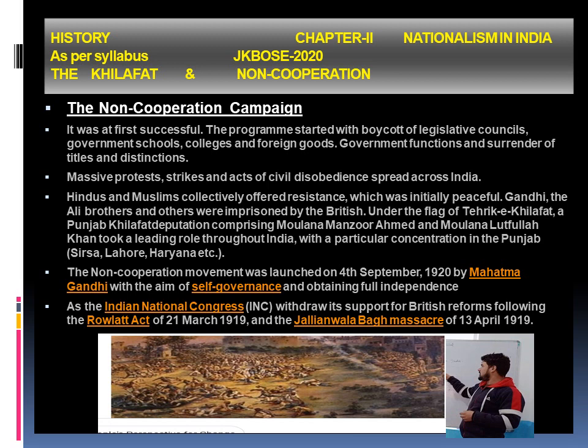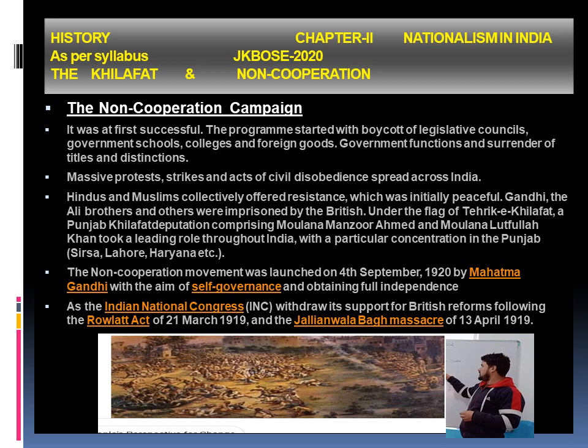So he reformed his own revolutionaries, who took a great and major role in spreading this nationalist movement across India. Hindus and Muslims collectively offered a resistance, which was initially peaceful, but Gandhi, the Ali brothers and others were arrested and imprisoned by the British under the flag of Tehrik-e-Khilafat.